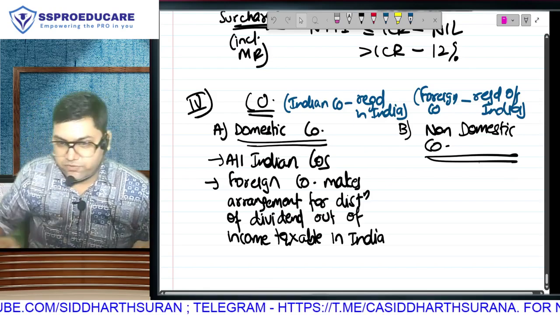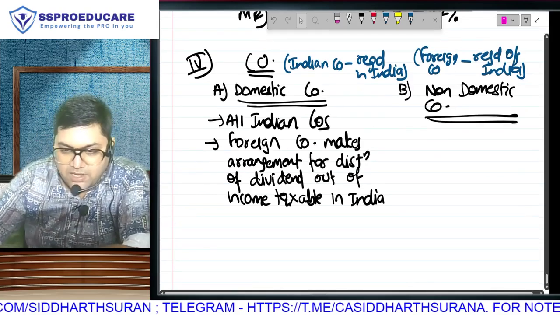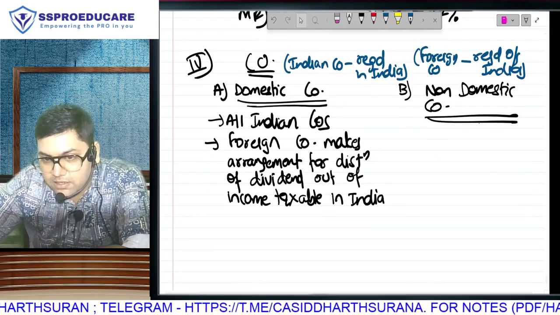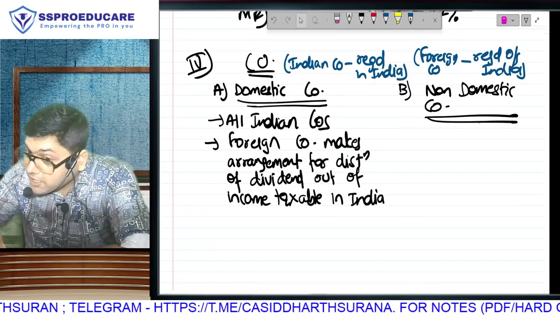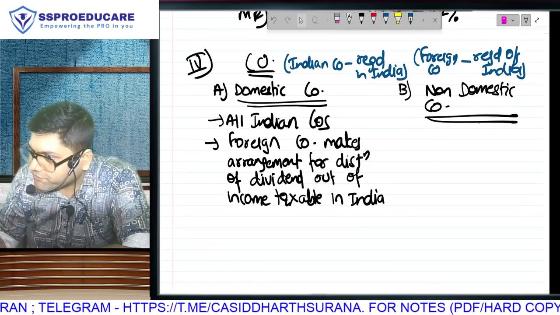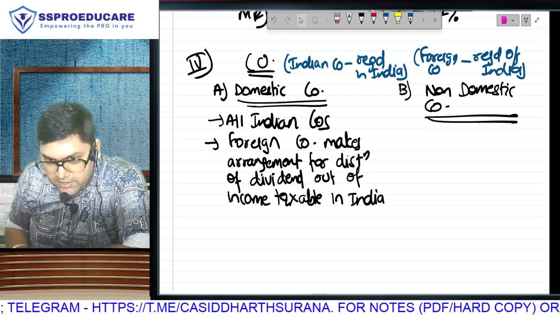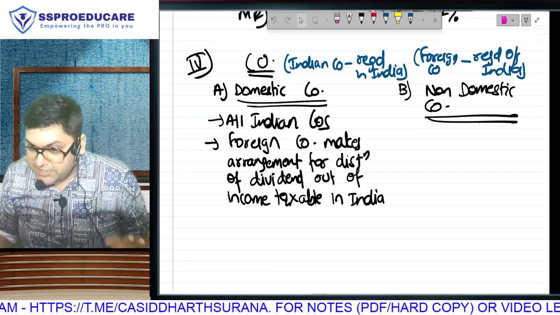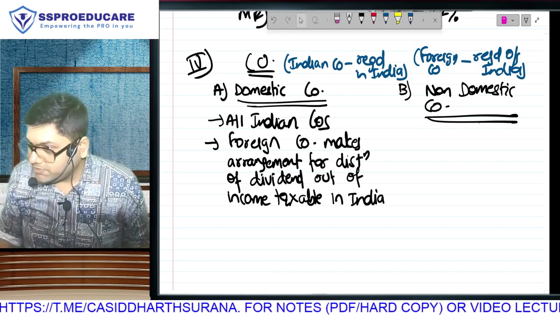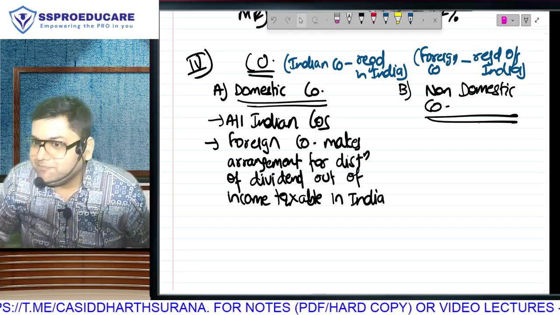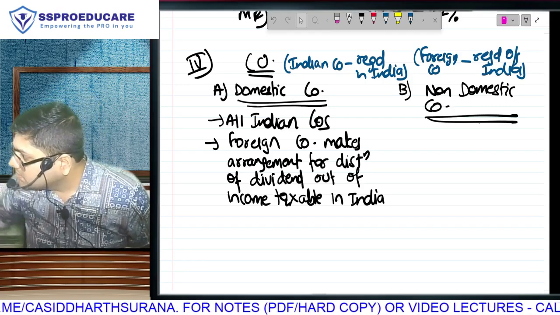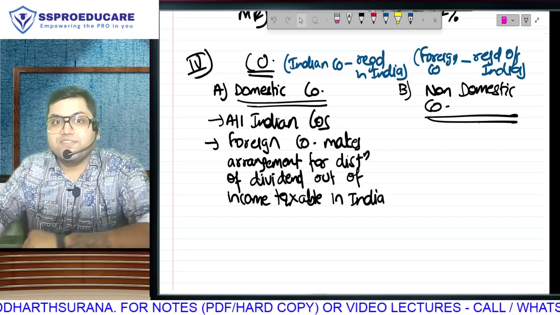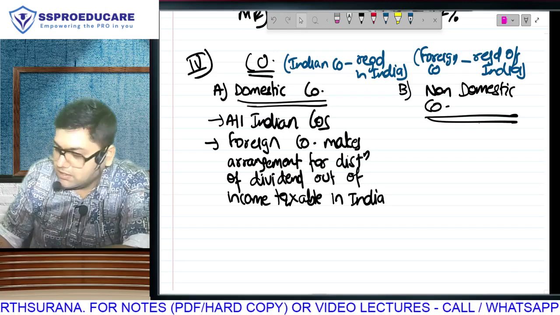Now read the definition of domestic company. Any foreign company that makes arrangement for distribution of dividend in India. Now you learned it today first time. Companies are aware of this, so they will not distribute your dividend in India. So practical purposes, Indian will be domestic, domestic will be Indian. But theoretically, all Indian companies are domestic, but all domestic companies are not Indian, because sometimes foreign companies can also become domestic if they distribute dividend in India.